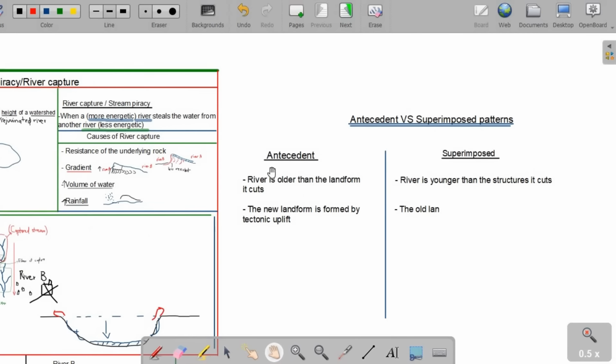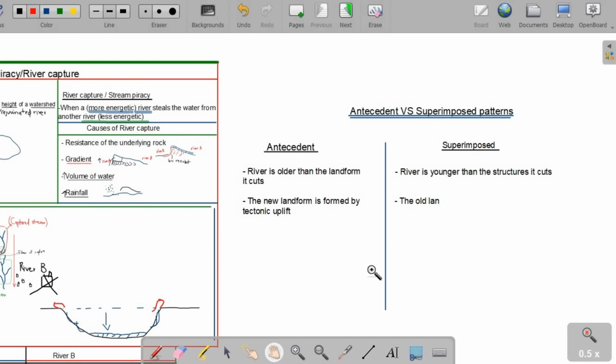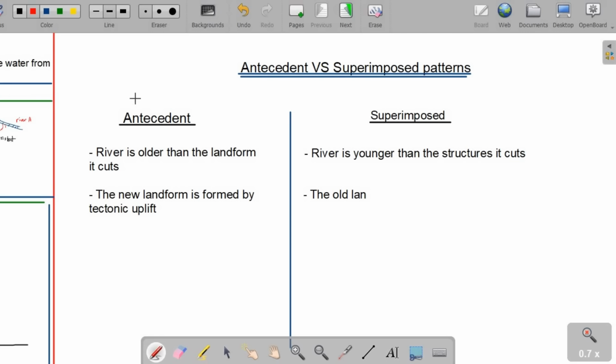And then we head on to antecedent and superimposed patterns. So the antecedent drainage pattern. Here, the river is older than the landform that it cuts, or that it passes across or passes along. So the river is older. Okay, your aunt is usually an older person, right? So of course, river is older, and maybe that might help to remember. I don't know. So the river is older than the landform it cuts. What do we mean?